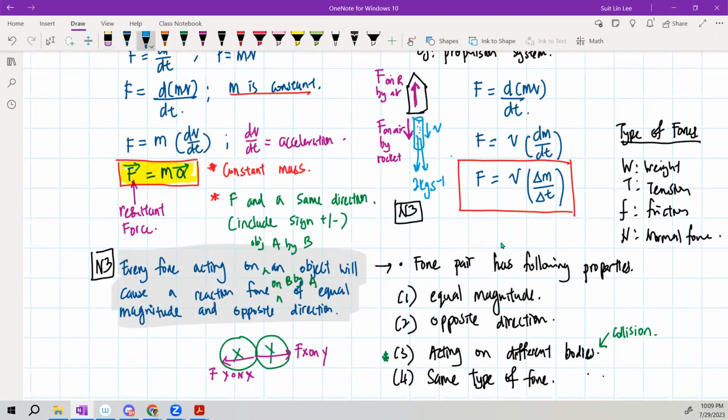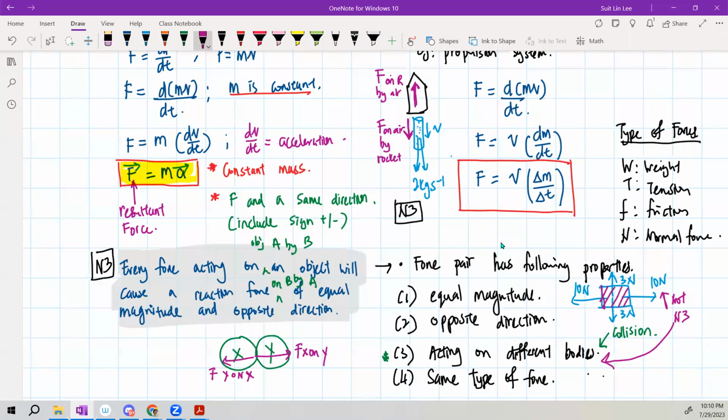So if let's say I have a box like that, and I pull the box 10 Newton to the left, and I pull the box 10 Newton to the right, this 2 is not Newton's third law. And then let's say it is 3 Newton weight, and then you got normal reaction 3 Newton. All of this is not Newton's third law because they act on the same body, which is the box.